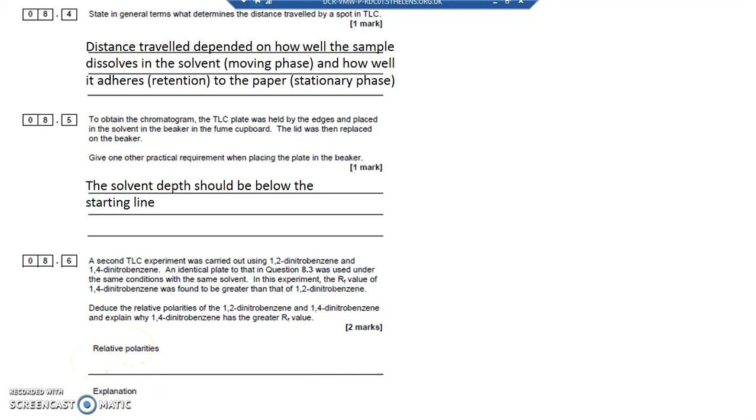The second thin layer chromatography experiment was carried out using 1,2-dinitrobenzene and 1,4-dinitrobenzene. An identical plate was used as before. In this experiment, the RF value of 1,4-dinitrobenzene was found to be greater than that of 1,2-dinitrobenzene. So the 1,4-dinitrobenzene has travelled further up the plate than 1,2-dinitrobenzene. Deduce the relative polarities of 1,2-dinitrobenzene and 1,4-dinitrobenzene, and explain why 1,4-dinitrobenzene has the largest RF value. So the largest RF value means it's gone further up the plate.